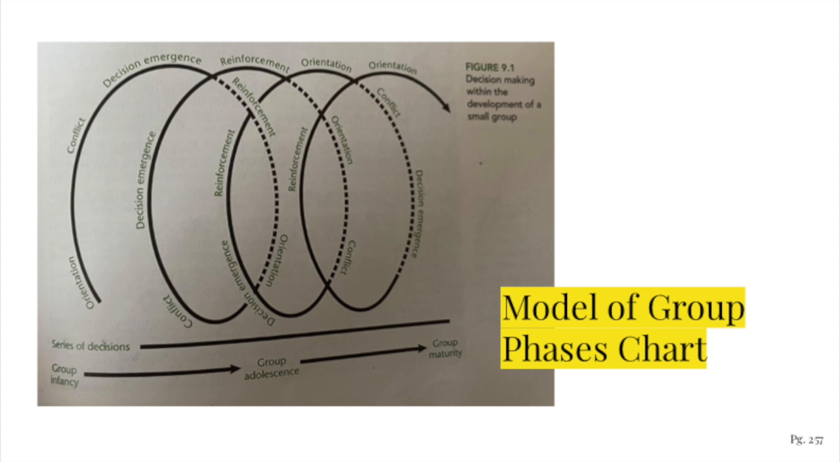So the model picture here kind of looks like a swirl of confusion, but it resembles the model of group phases.